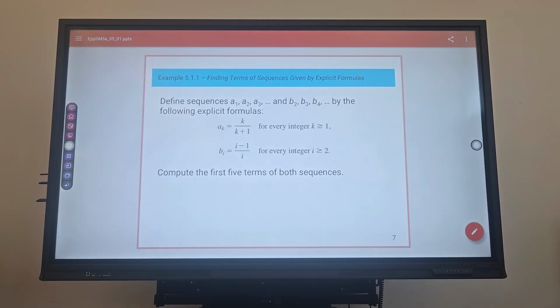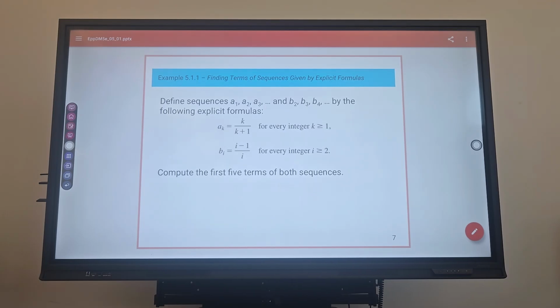Define sequences A and B by the following explicit formulas. A sub k equals k over k plus 1, and B sub i equals i minus 1 over i, for k greater than or equal to 1 and i greater than or equal to 2. Compute the first 5 terms of both sequences.